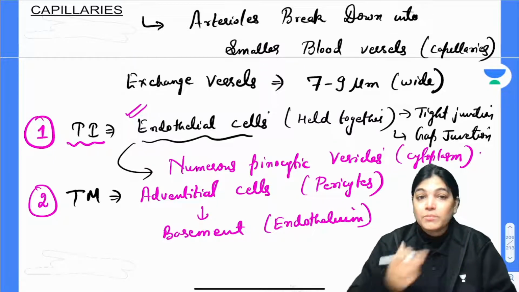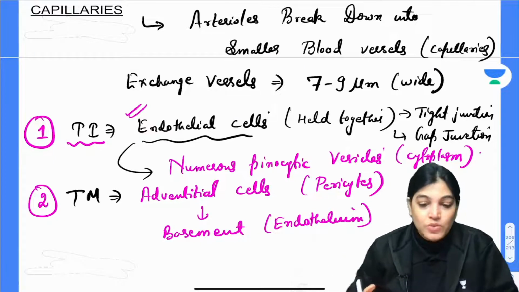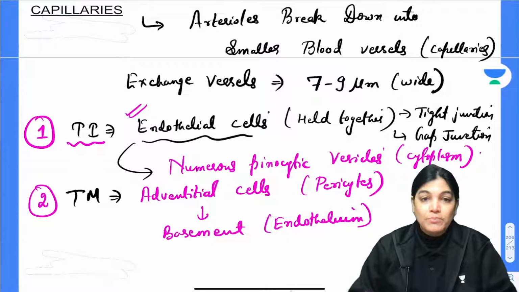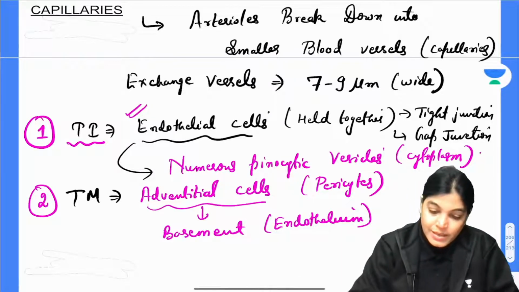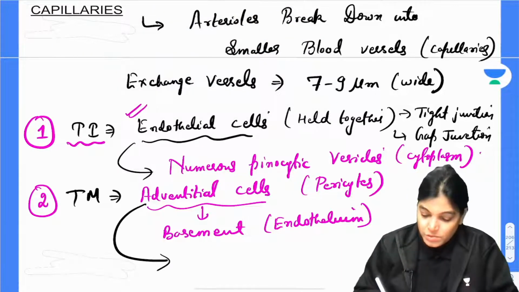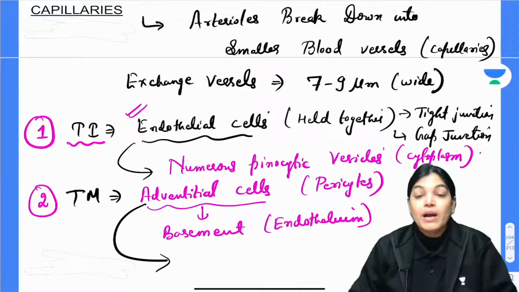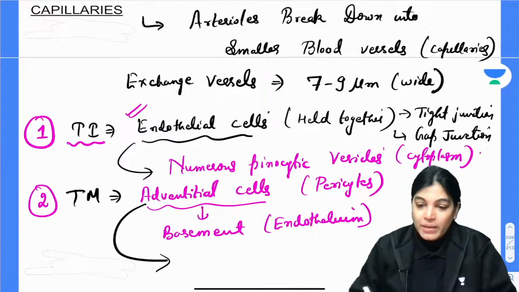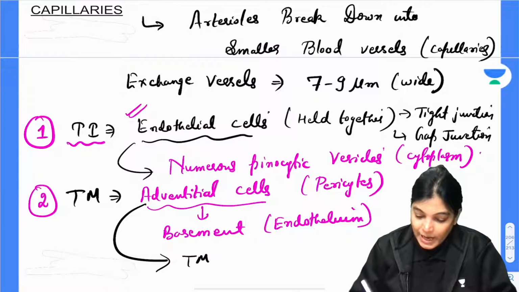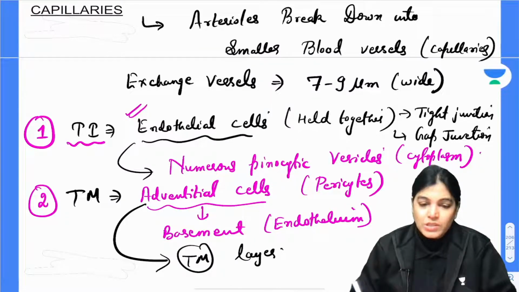So the basement membrane of endothelium, which is exactly part of tunica intima, is regarded as the tunica media layer in case of capillaries. So these adventitial cells, if you go more specifically, become a part of tunica intima, but in case of capillaries, this is forming and constituting the tunica media layer. Okay, what is the function of this?